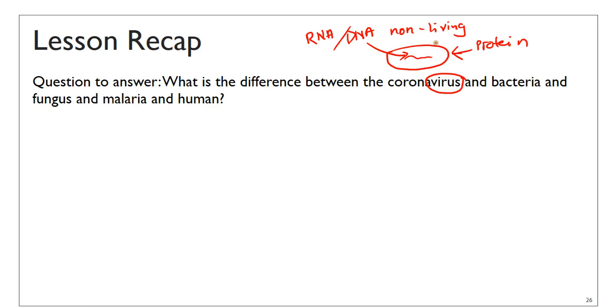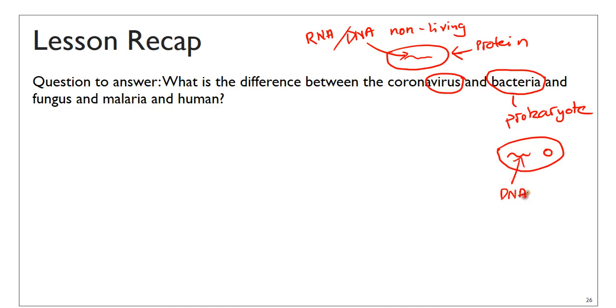Stop making your proteins. A bacteria is a cell, it's a prokaryote, and it's going to have one extra thing that viruses don't have, and that's a ribosome. So it still has the DNA, but it can now translate this DNA into an actual product using a ribosome. So it can make its own protein.